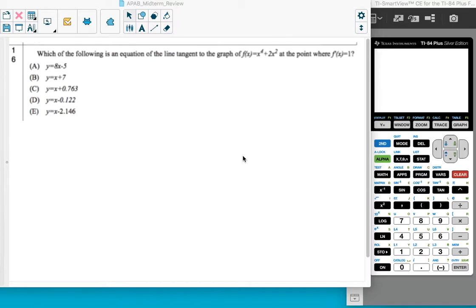All right, this is AP AB Calculus. We are doing the midterm review. This is multiple choice number 16, which is a calculator problem, and it will be calculator required based on some of these ugly decimals. There's not a ton of options. So which of the following is an equation of the line tangent?